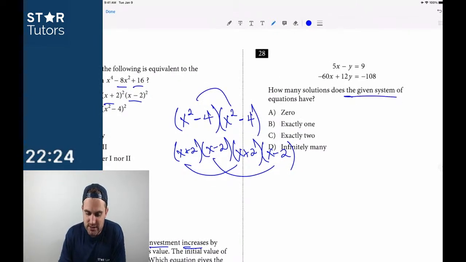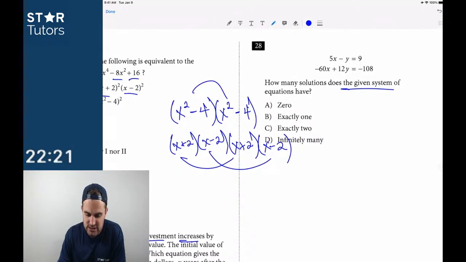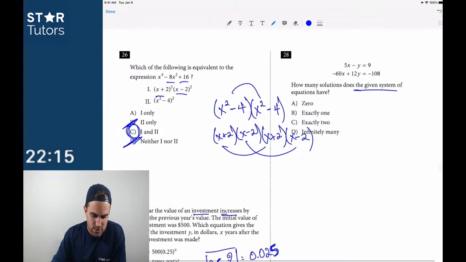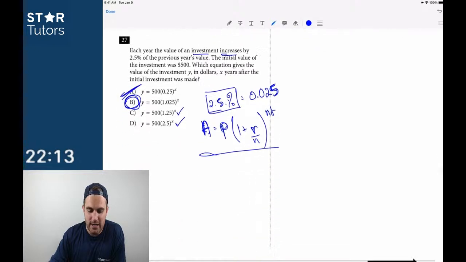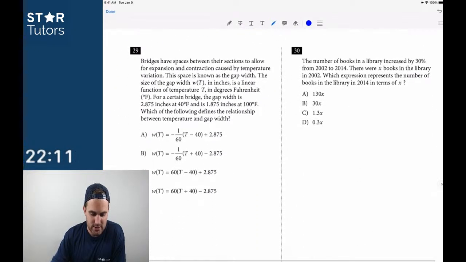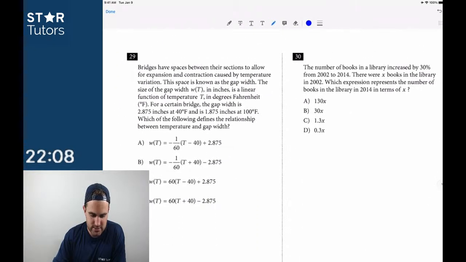How many solutions does this system have? I think it's just going to have 1, if any. I'm going to skip 28. I know that one's going to take a while, and I know I could get thrown off by that.